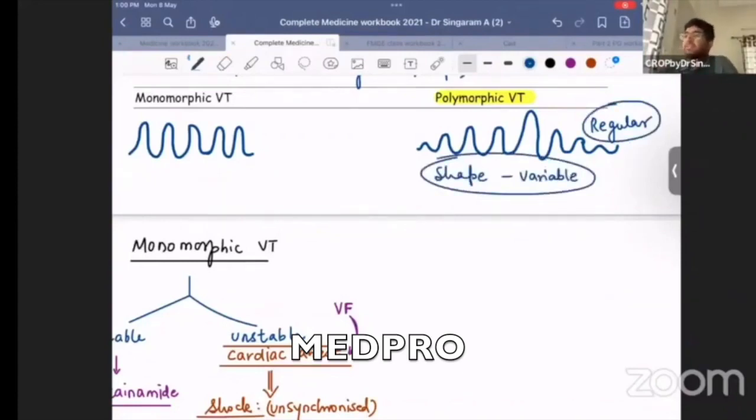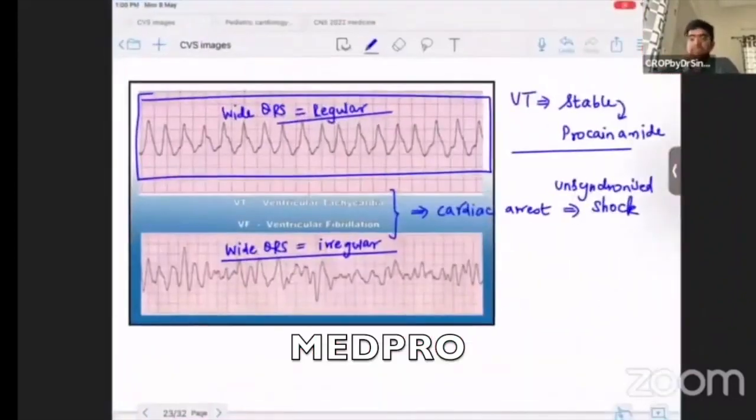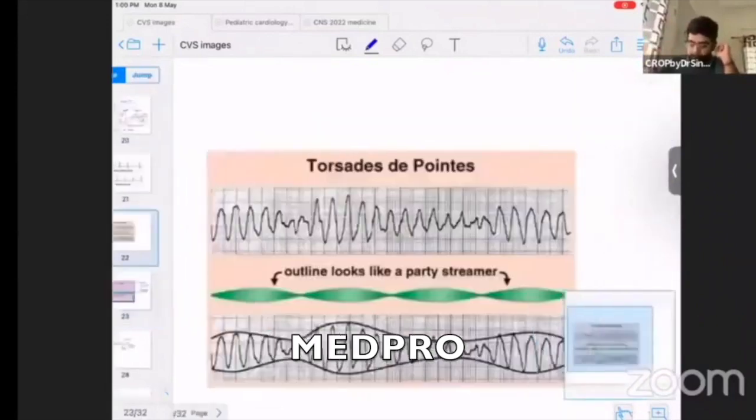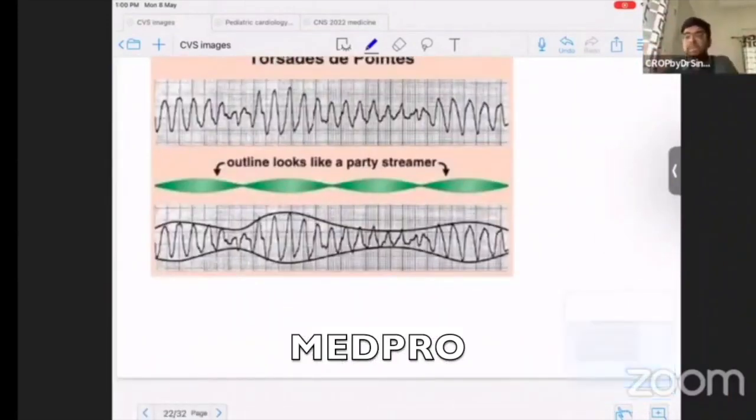Any of you know what is the name of this condition? It is something like in the party, where we have those party bloopers or party streamers, a paper which is twisted like this. At one point you twist it, other areas will get twisted like this. So this is looking like a party streamer, or a party blooper.